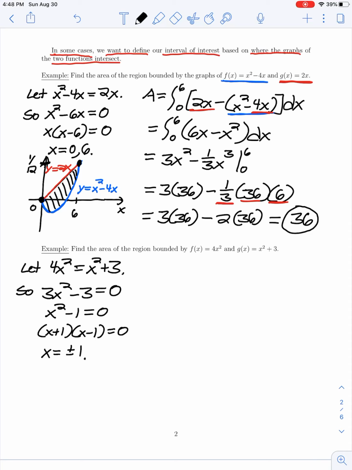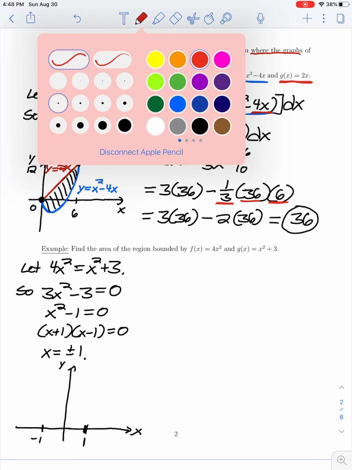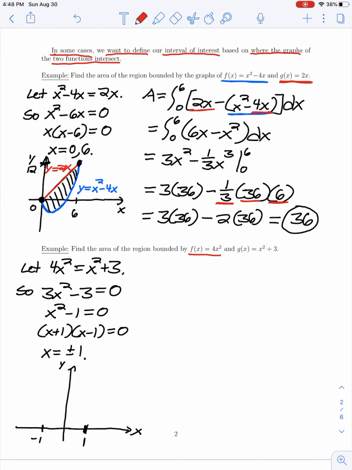All right. So let's see if we can sketch our graphs of these functions and determine our region of interest. So here in the xy plane, well, we know that these two curves intersect when x is equal to negative 1 or positive 1. So let's look at the graphs of these functions. Our first one, f of x, is 4x squared. So when x is positive or negative 1, the corresponding y value will be 4.